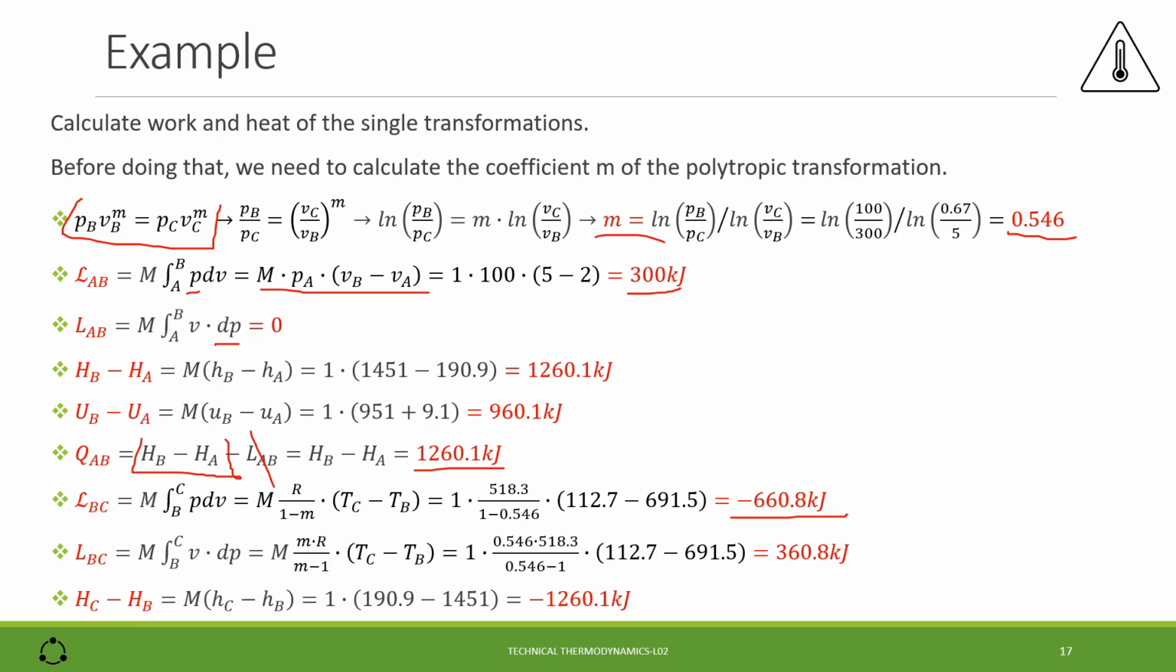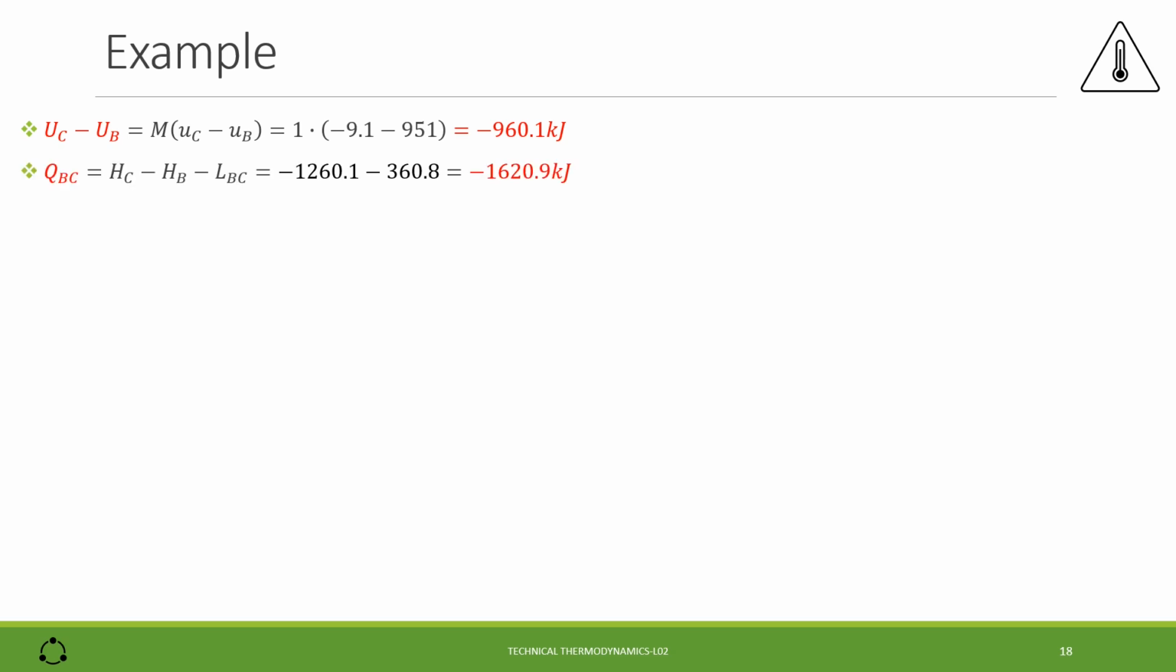That turns into negative 1260.1 kJ. Stepping forward, we calculate now the differential internal energy between the state CB, and we find negative 960.1 kJ. The corresponding work is then the difference between the differential enthalpy and the technical work, negative 1260.1 minus 360.8. That gives this result.